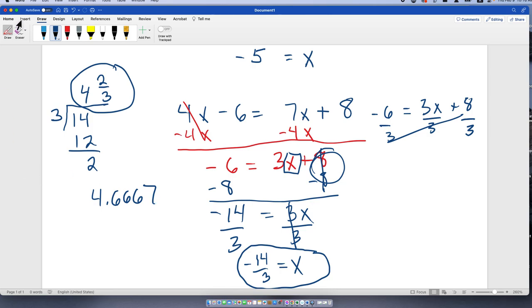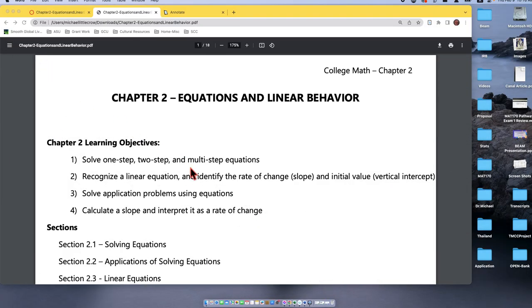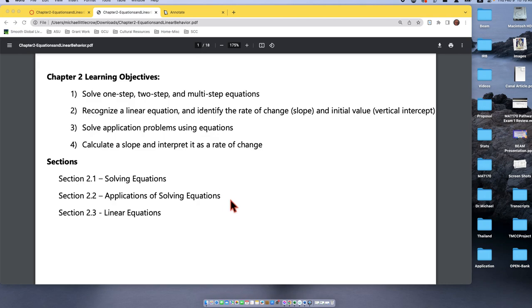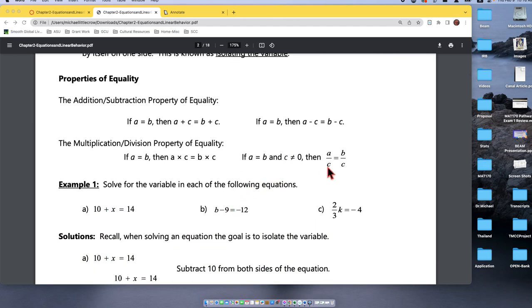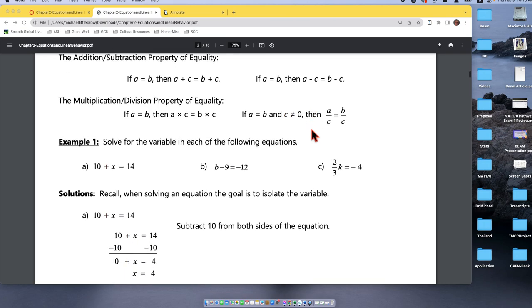What I'm going to do is pop back over. So solving equations, we did that. There are applications of solving equations, so we're just going to take a look. Again, in the text, what I was saying is that the equal sign means that they're the same. If we add something to one side, we add it to the other. If we subtract something from one side, we subtract it from the other. If we multiply, we multiply. If we divide, whatever we do to one side, we do to the other.